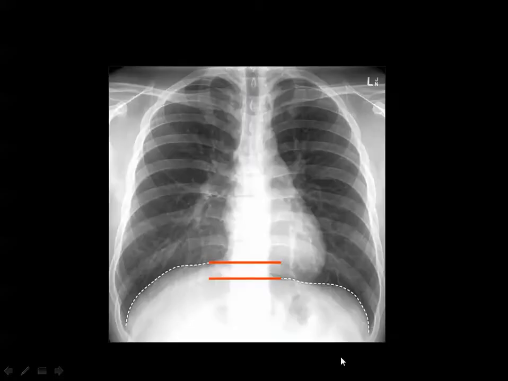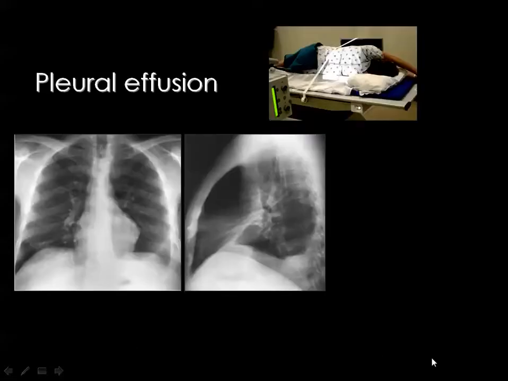Then while interpreting the chest X-ray, you should know that there is some difference between the level of the diaphragm on both sides, and this indicates that the right copula is relatively high compared to the left one by a distance ranging from 1 to 3 centimeters.